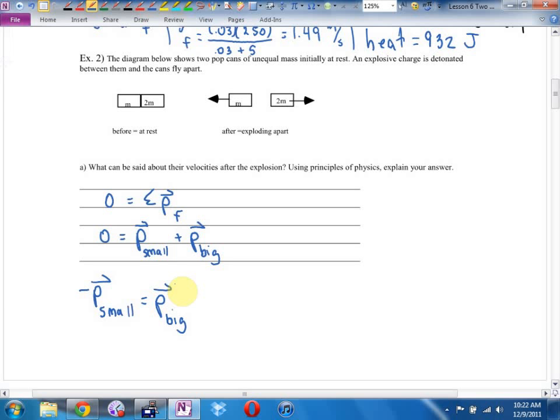Momentum is what times what? So I'm going to write this as negative mass small velocity small equals mass big velocity big. So far so good. But what do we know about the masses? How big is the small mass? What did we call it? M. What did we call the big mass? Ooh, let's stick that in. Negative M V small equals 2M V big.